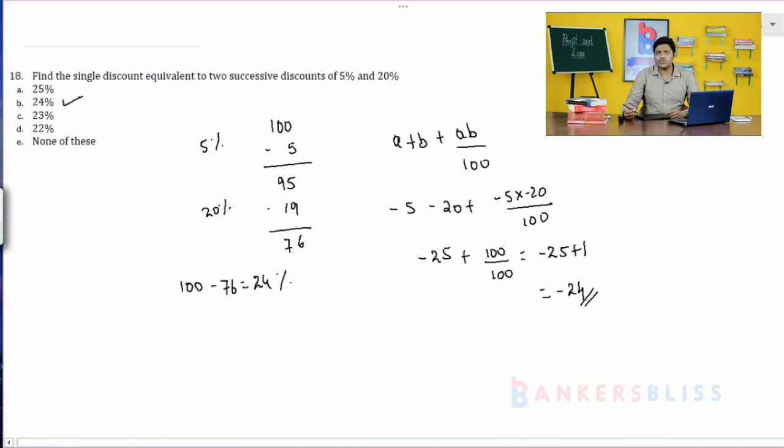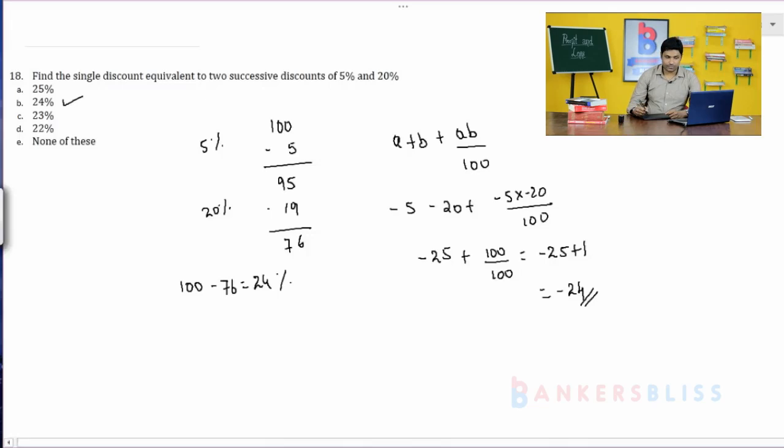So, whichever methodology is feasible for you people, you follow that one. The first one, conceptually we are coming, 100 we took, 5% we reduced, 95 we got, for that 20% we reduced, ultimately we end up with 76. So, 24 is reduced. Otherwise, you can use the modified formula A plus B plus AB by 100. If you use that, you are going to end up with minus 24. The minus indicates loss. Okay. So, 24% it is reduced. Option B is the right answer. Okay. Let us go to the next problem.